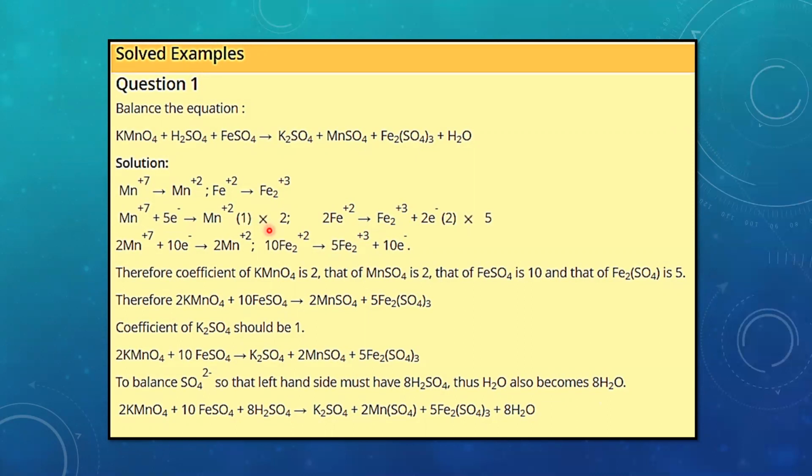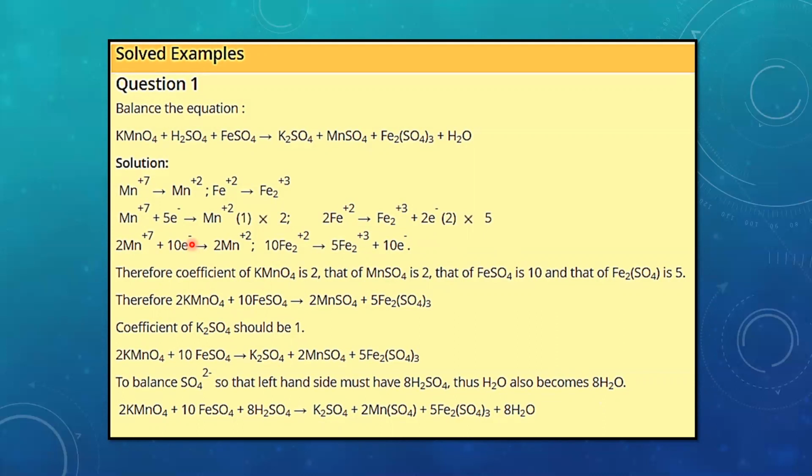How will we balance the number of electrons? By taking the LCM. So by taking the LCM, we can balance the number of electrons. Therefore, we have multiplied equation number 1 with 2 and equation number 2 with 5. So totally it became 10 electrons: 10 electrons are lost, 10 electrons are gained.